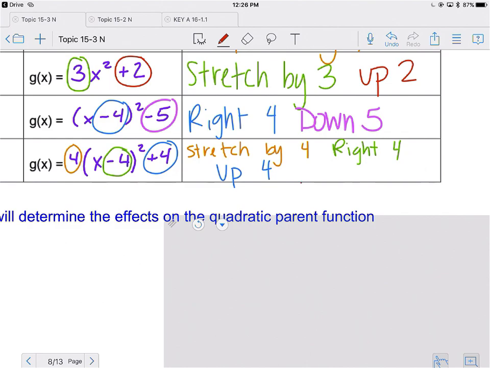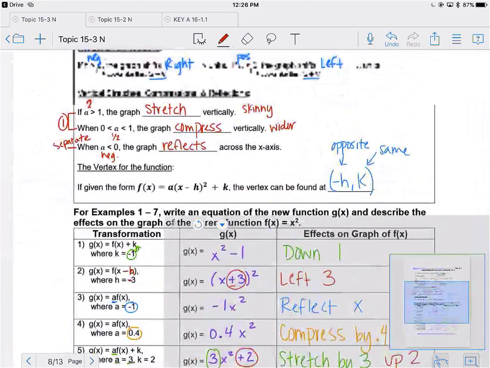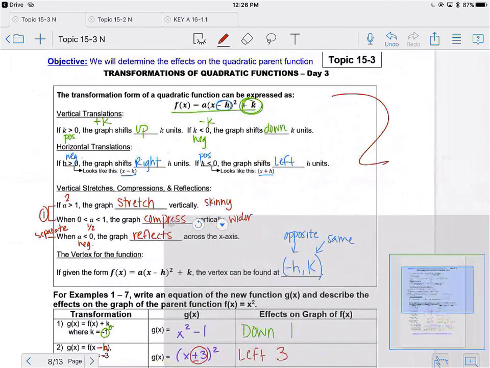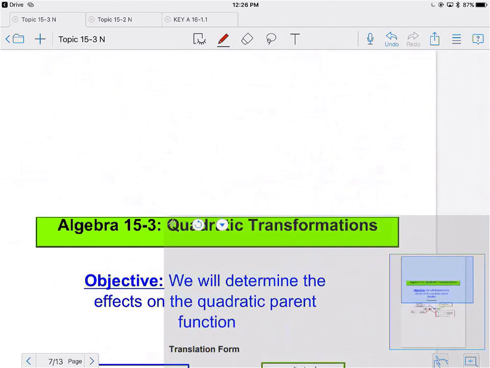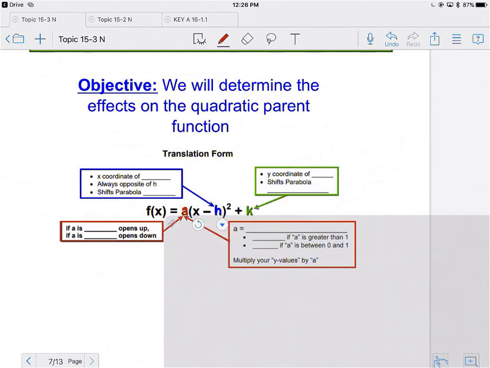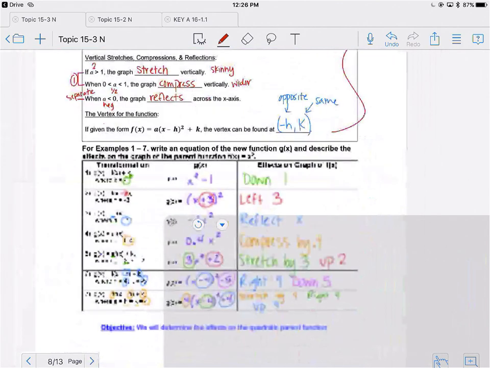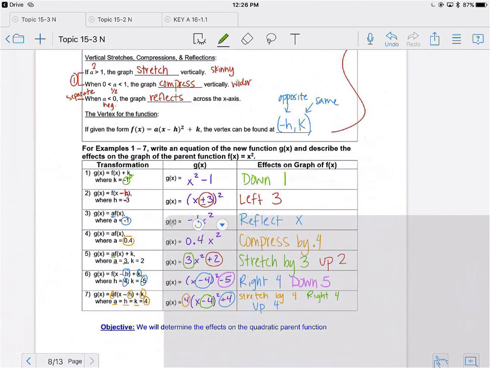So when you do your assignment in just a little bit, having this section out, or this paper out, the purple paper from yesterday, and constantly referencing that is going to be very helpful.